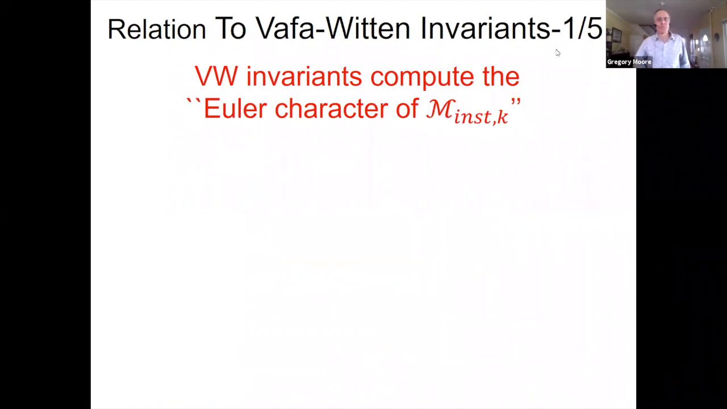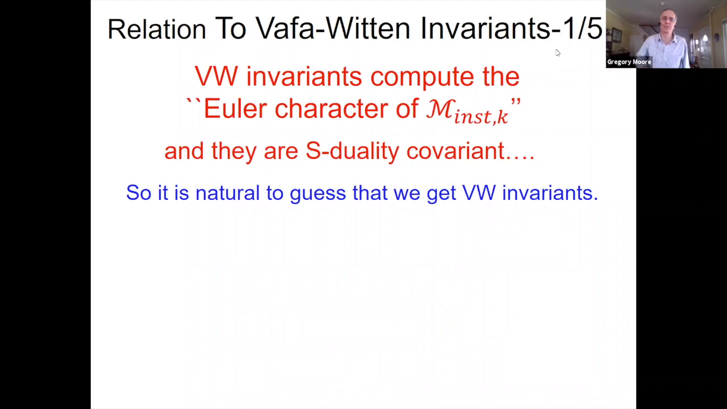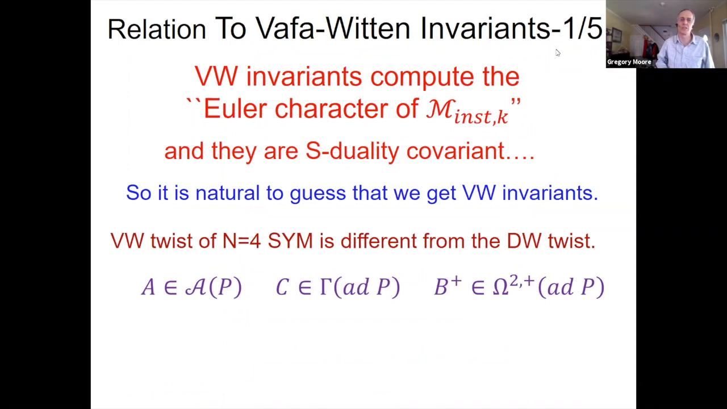Now, famously, the Donaldson-Witten invariants compute the Euler character of the instanton moduli space. And moreover, they're S-duality covariant. So it's natural to guess that we get the Vafa-Witten invariants. But as I said before, that's kind of odd because the Vafa-Witten twist of N=4 super Yang-Mills is different from the Donaldson-Witten twist.